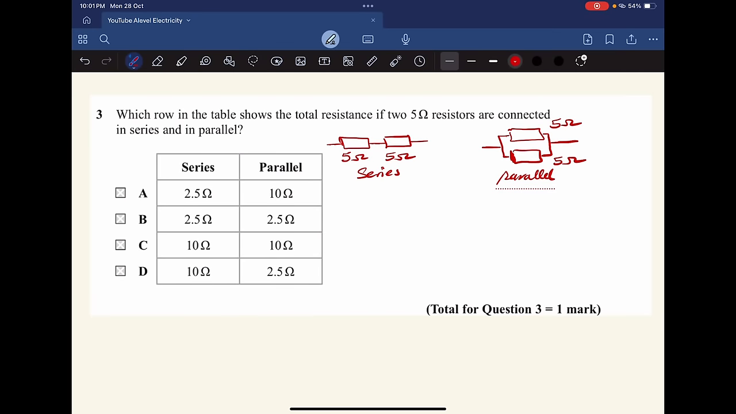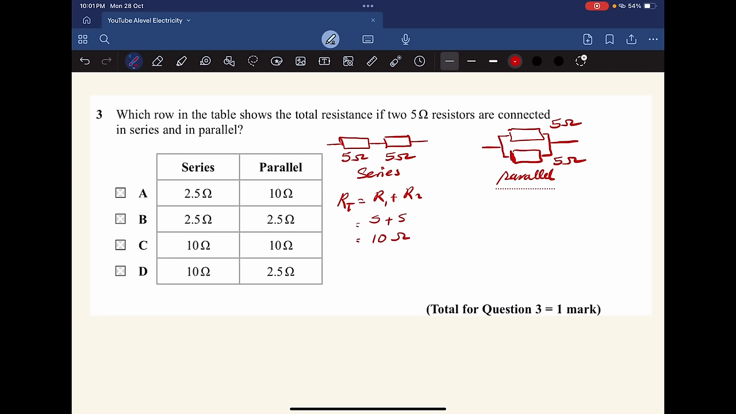In this question, we have two resistors, 5 and 5 ohms, connected in series and parallel. Let me solve the total resistance, which is in series R1 plus R2. So 5 plus 5 equals 10 ohms.